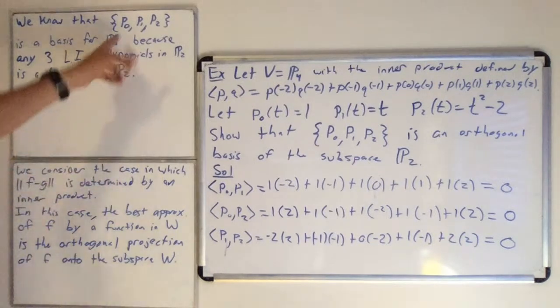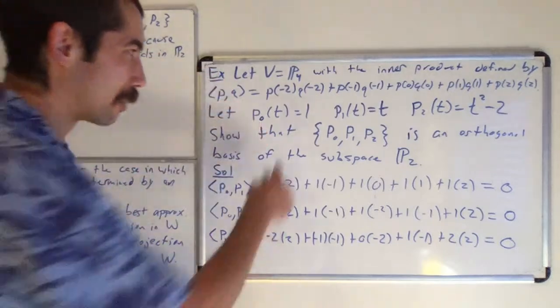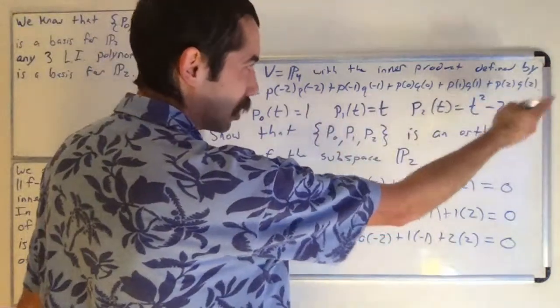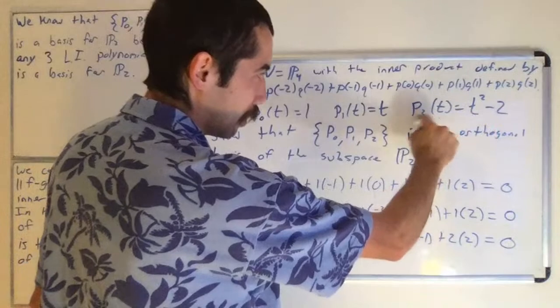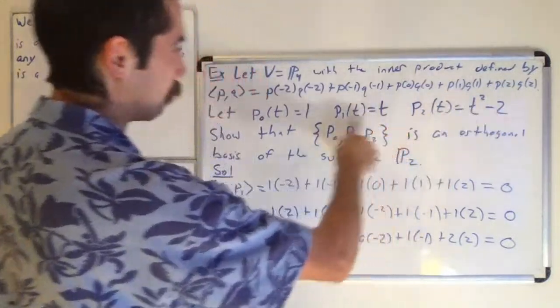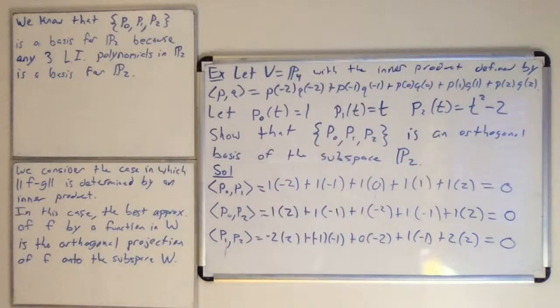Right, and we also have to be careful. We have to make sure that each of these live inside of P2, and they do, right? This polynomial has degree 2, this one has degree 1, and this has degree 0. Okay, so that's the first part of the question.